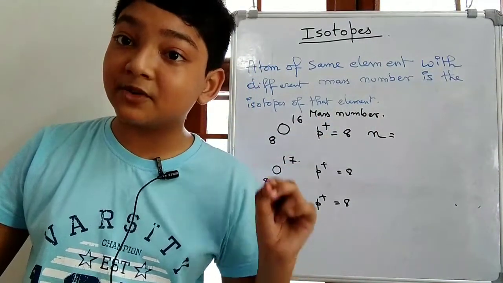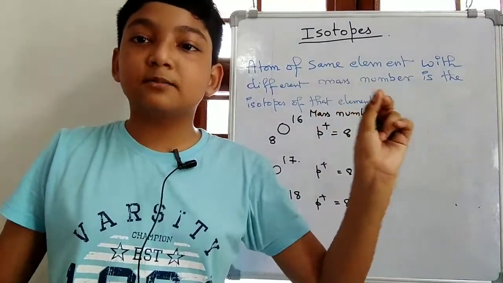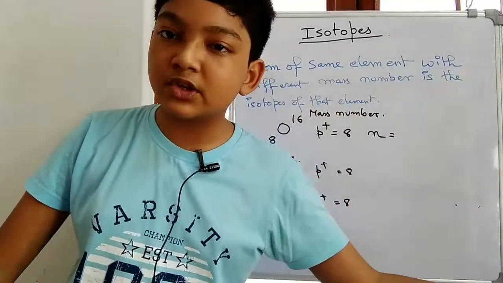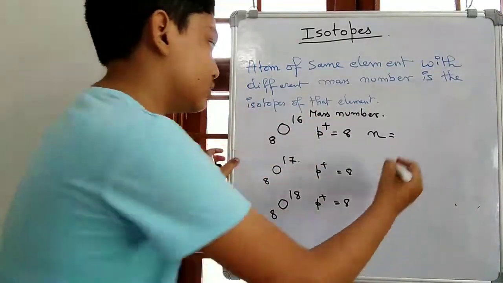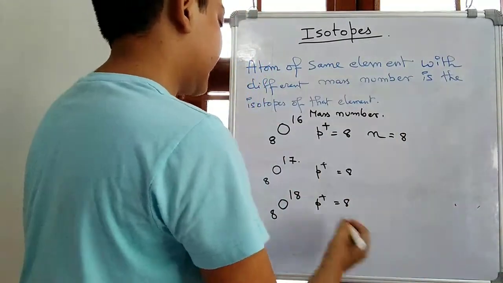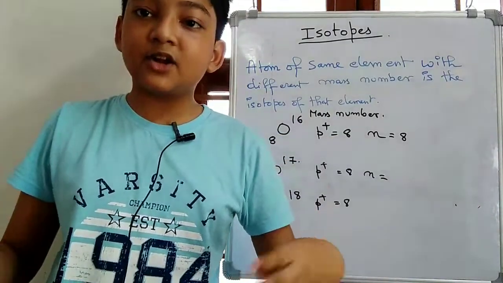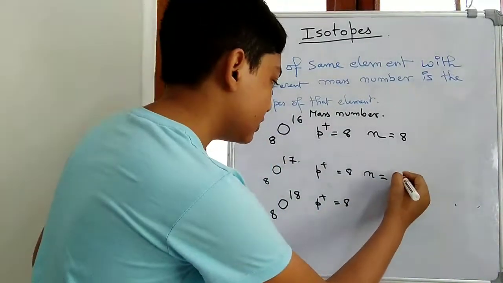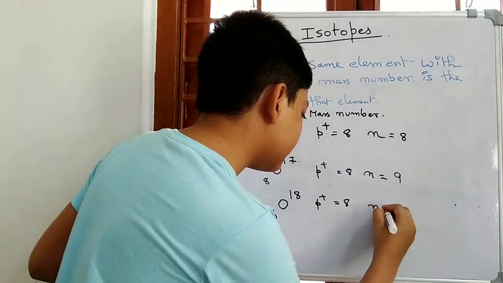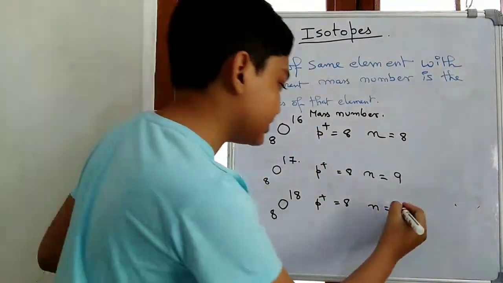So what is the number of neutrons? Neutron is mass number minus atomic number, we get the neutron number. So neutron is 8. So here also 8. Let us write that. Now what is the neutron here? It is 17 minus 8, what is it? 9. Now here what is the neutron number? Neutron number is 18 minus 8, which is 10.